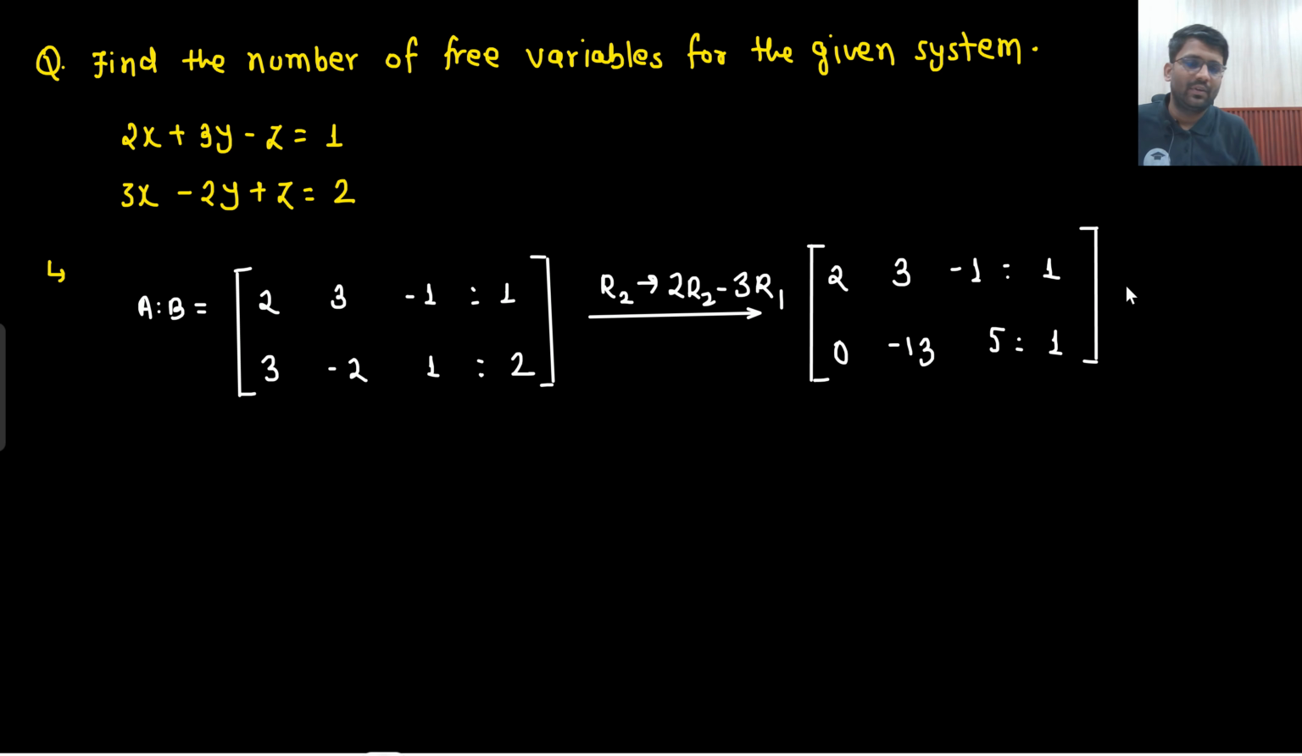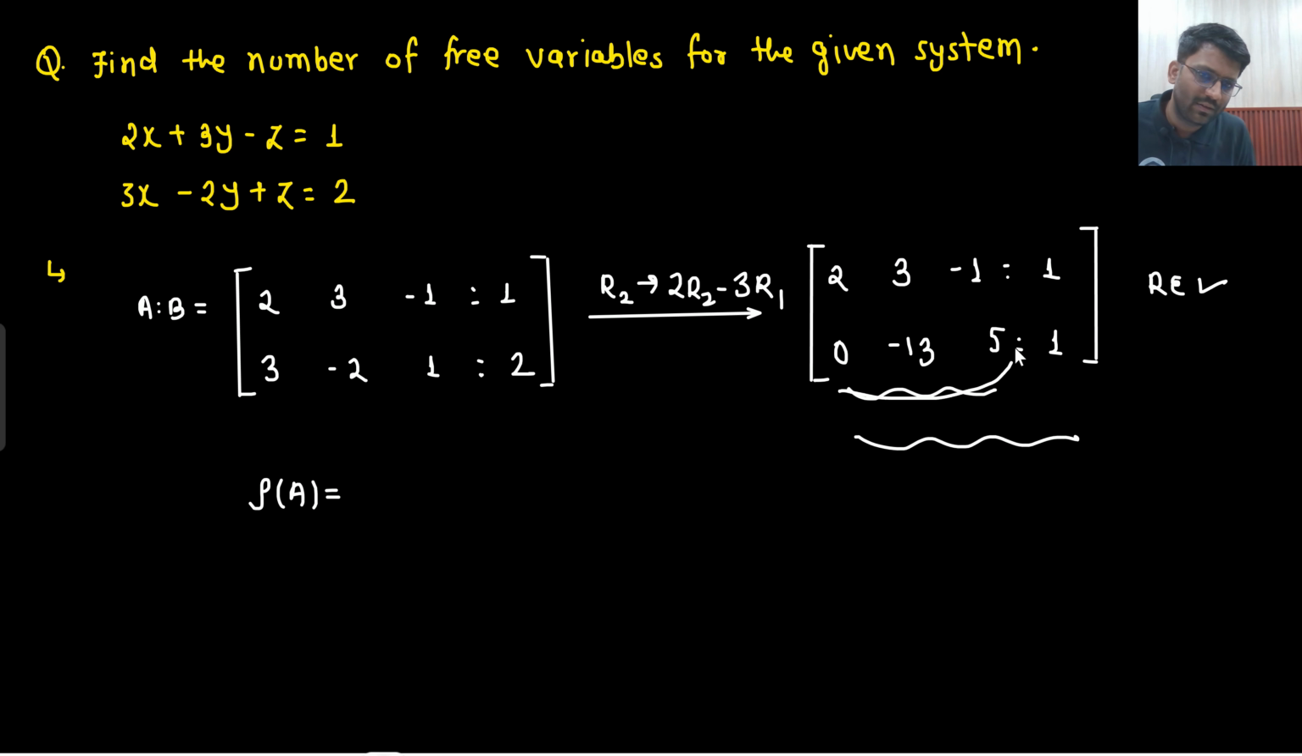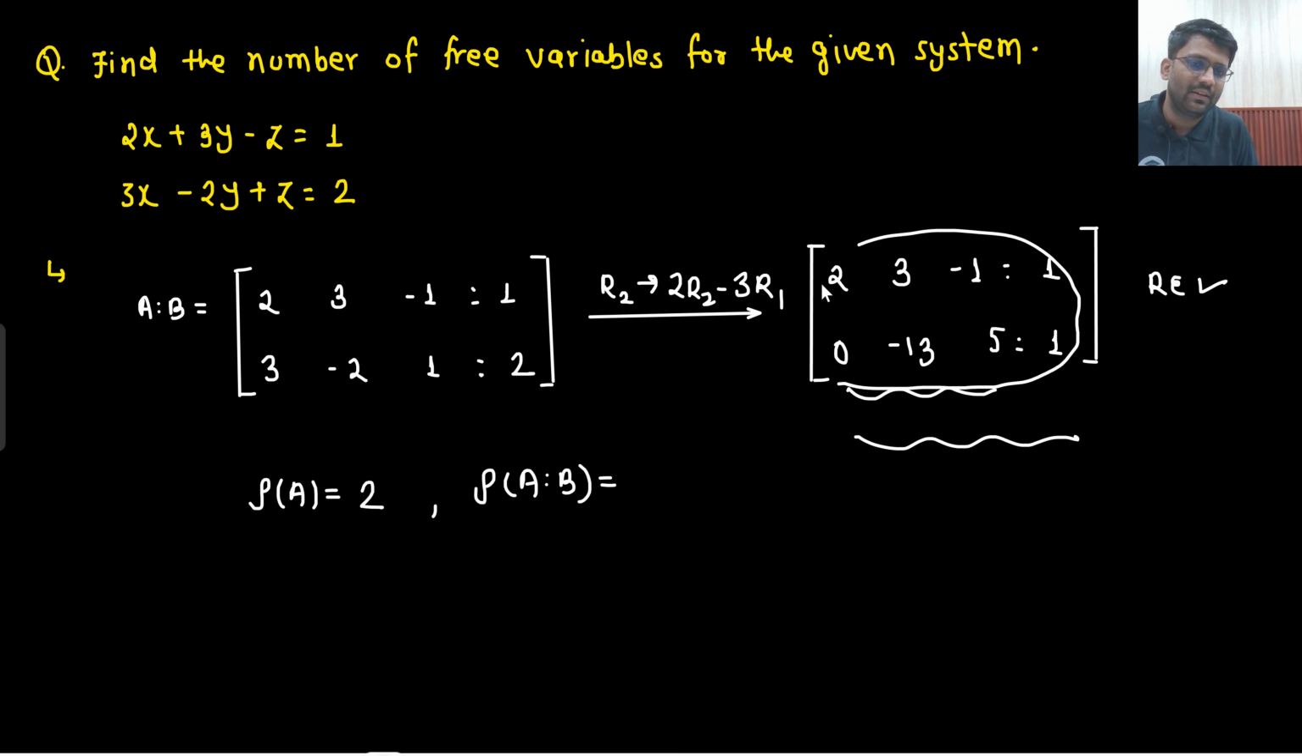So is it in the row echelon form? Yes, sir. It is in the row echelon form for sure. This was your A and this was your A augmented B. So what is the rank of A coming out to be? How many non-zero rows are there? Non-zero rows, 1 and 2. Two non-zero rows are there. And what is the rank of A augmented B? How many non-zero rows are there? 2.